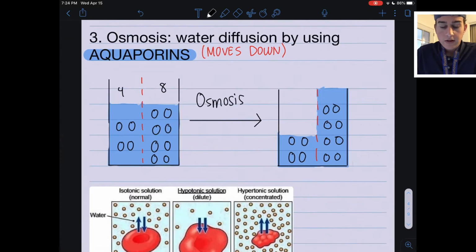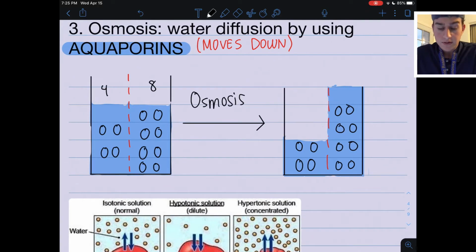And this only occurs if there's aquaporins. Aquaporins help water move a lot quicker. Therefore, the water would move to the right, as shown here, and the concentrations would be very similar. And we learned in Chem 1A that concentration equals molarity, and molarity equals moles over liter. So you guys don't really need to know the specifics for this class, but just know that we want to have the same molarity on both sides.